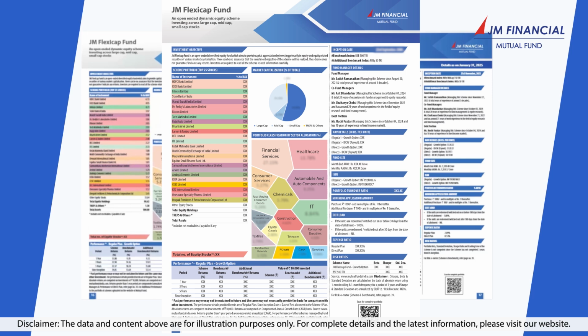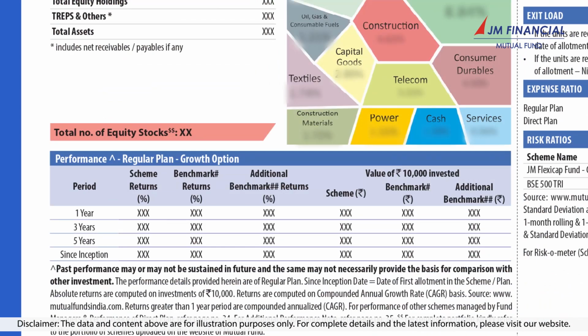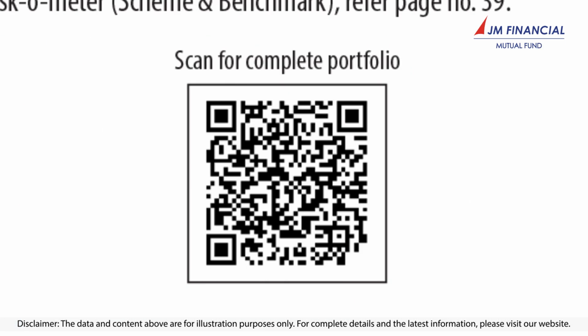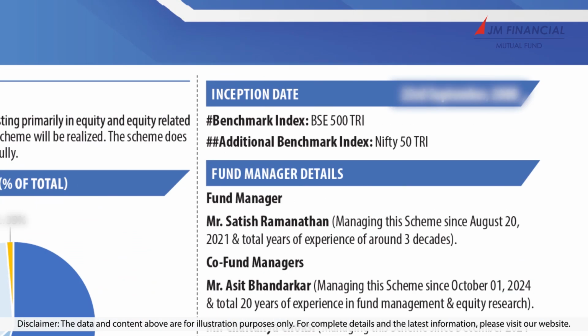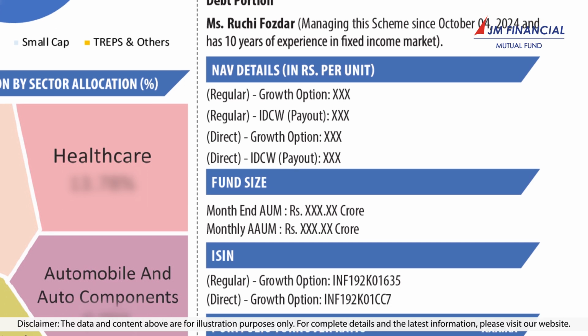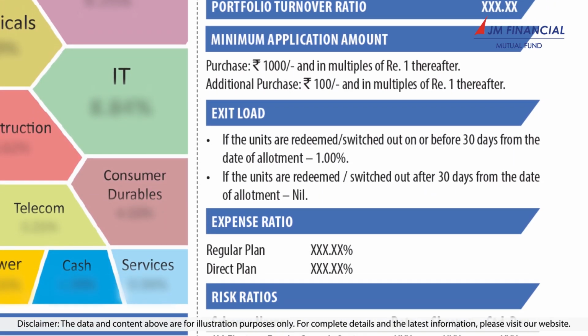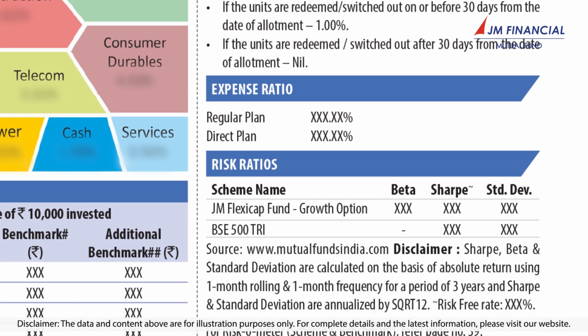On the top left, you see the scheme name and type. Saving the best for last, at the bottom you can see a table which consists of the scheme performance data. You can scan the QR code mentioned on the bottom right of the page to get the complete portfolio. On the right side of the page, you can see other details like scheme inception date, fund manager details, NAV details, fund size, ISIN, portfolio turnover ratio, minimum application amount, exit load, expense ratio, and risk ratios.